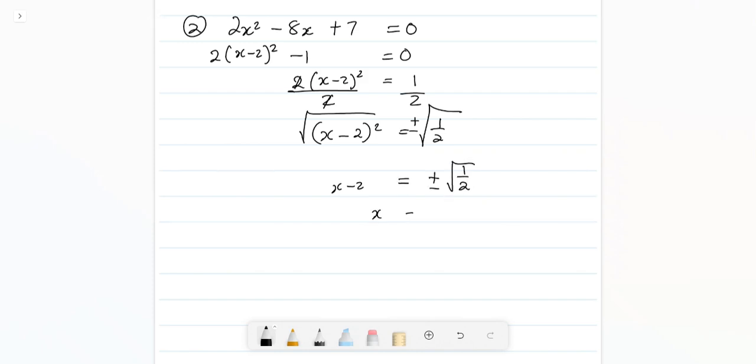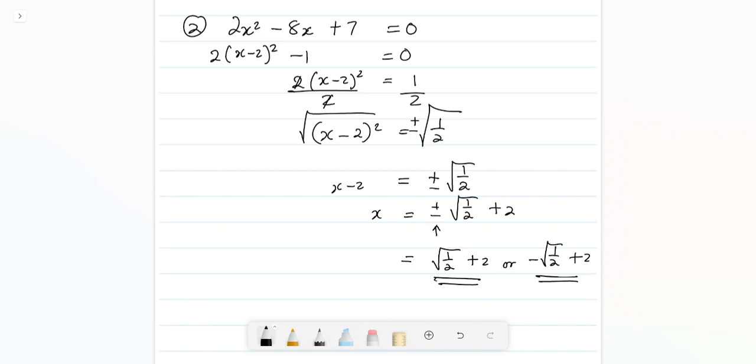Then moving 2 to the other side, it means x is equal to plus or minus the square root of half, then plus 2. Then we can always split the plus or minus there. The first one will be positive root half plus 2, or minus root half plus 2. So these will be your solutions. If you have a calculator, you can always punch it into your calculator. But if it's a paper where you don't need to use a calculator, just leave your answer like this. It's still okay. So this is how you solve an equation by completing a square.